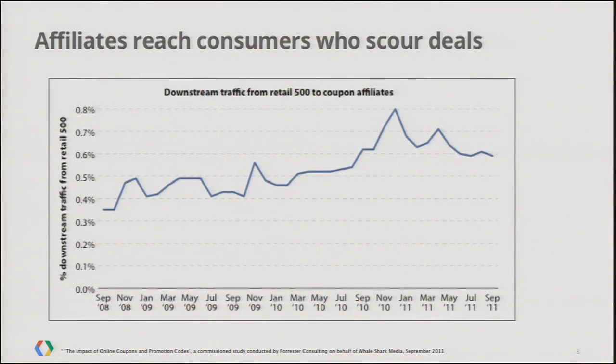So one of the most interesting things we've seen in the last 3 years, and this is research done by Forrester for one of our larger partners, Whale Shark Media, who run Retail Me Not, is that the actual amount of traffic that's coming from merchants downstream to affiliate sites is growing quite dramatically. And it's grown up to 69% over the last 3 years.